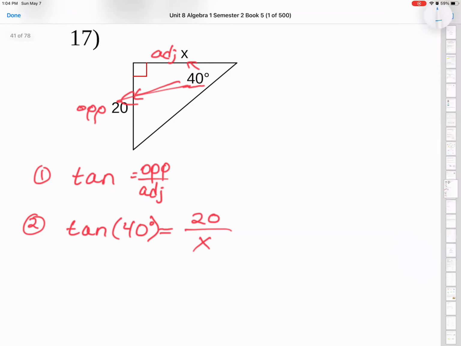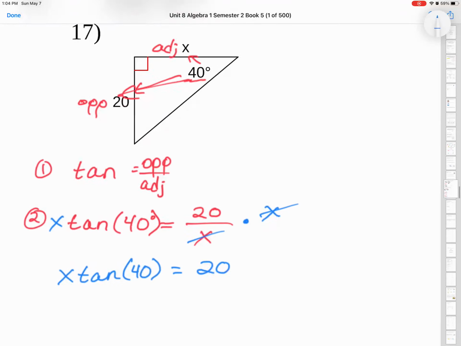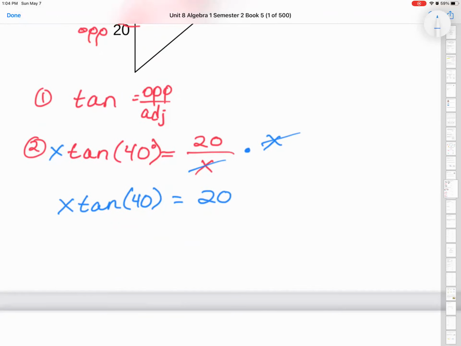And now we're going to try and solve for x. We want to get x all alone on one side. Well, right now it's on the bottom, and so we have to bring it up. It's very similar to how we have been doing it. So we're just going to multiply both sides by x. And here they cancel out with one another. So we have x tangent of 40 equals 20. And this is fantastic, but we still need x all alone, right? And so this x is stuck and glued to the tangent of 40, so we're going to unstick it by dividing both sides by the tan of 40.